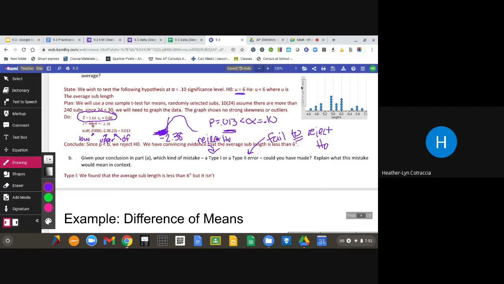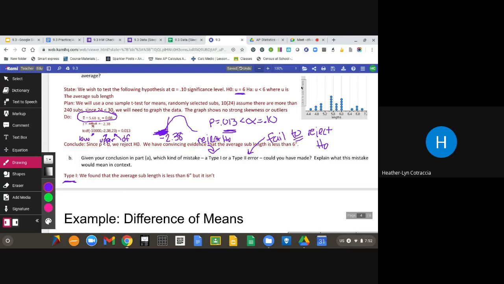So since we rejected the null, we could have made a type 1 error, and that's that we could have found that the sub length is less than 6 inches, but it isn't.